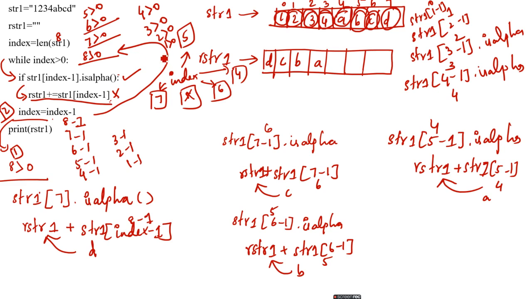Again, we will go back to the loop. We will check the condition 0 greater than 0. The condition is false. So we will come out of the loop. Now outside the loop, there is a print statement, print rstr1. So the output is, in rstr1, we are having DCBA. So this is the output. In this way, we can calculate the output.